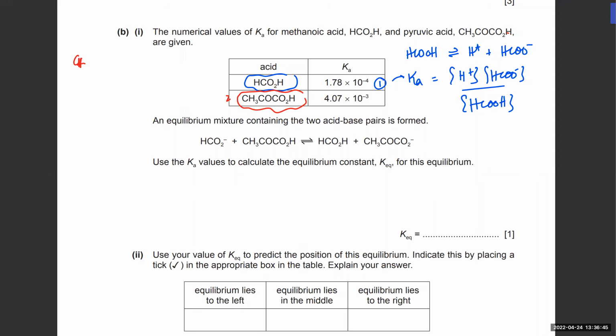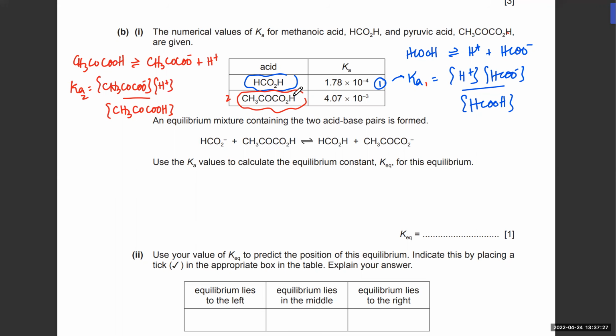So this is CH3COOH. Okay, if it ionizes, it's going to produce CH3COO minus 1 plus H plus 1. Now the K expression would be the CH3COO minus 1 concentration into H plus 1 concentration divided by the reactant concentration, so this is K2, this is K1. So I've gotten both expressions.